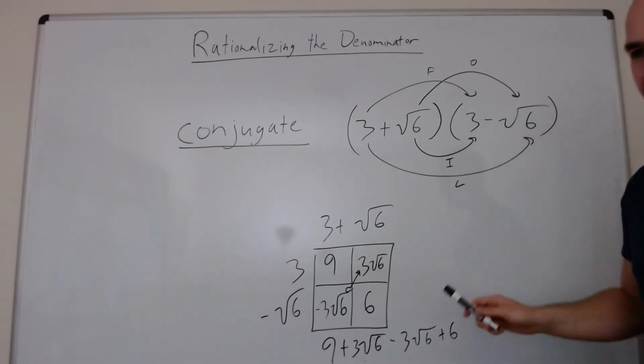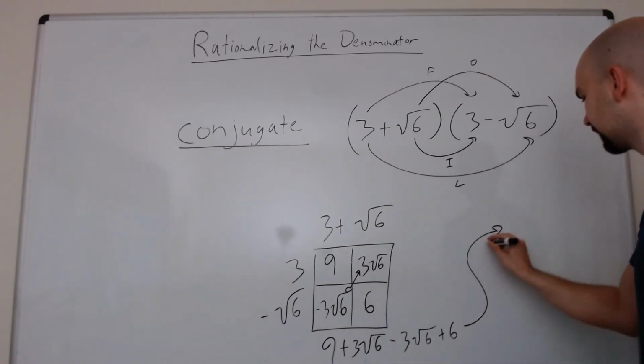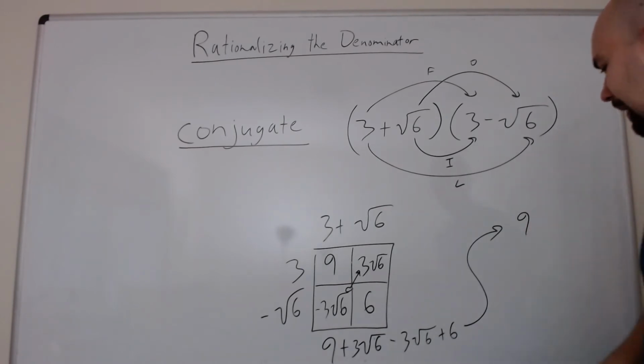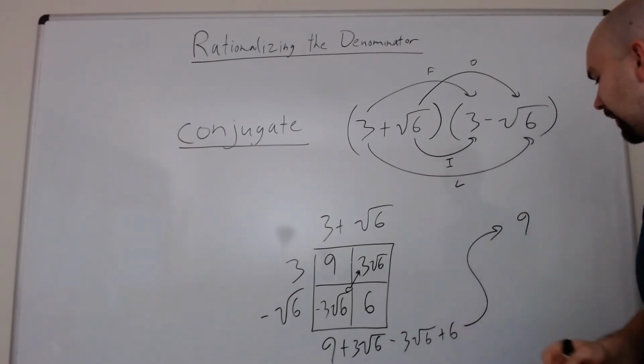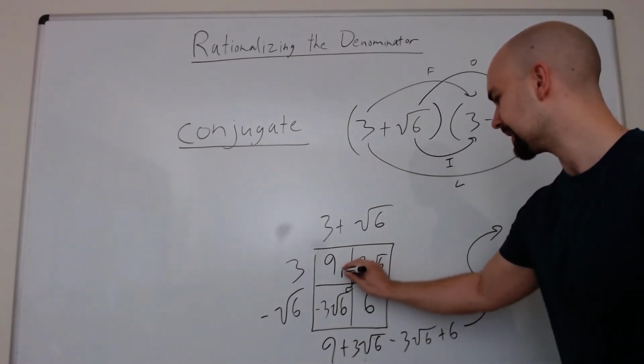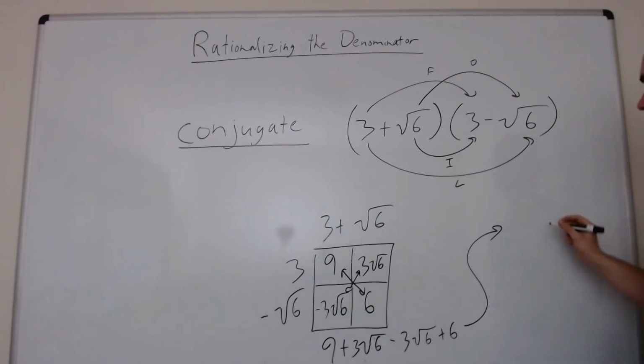It looks like I have more board space here, but it's not appearing on the screen, so I'm going to just write my answer up here. We end up with 9. And actually, I didn't add all the like terms, because 9 and 6 are like terms as well. So 9 plus 6 is going to be 15. Our answer is actually 15.